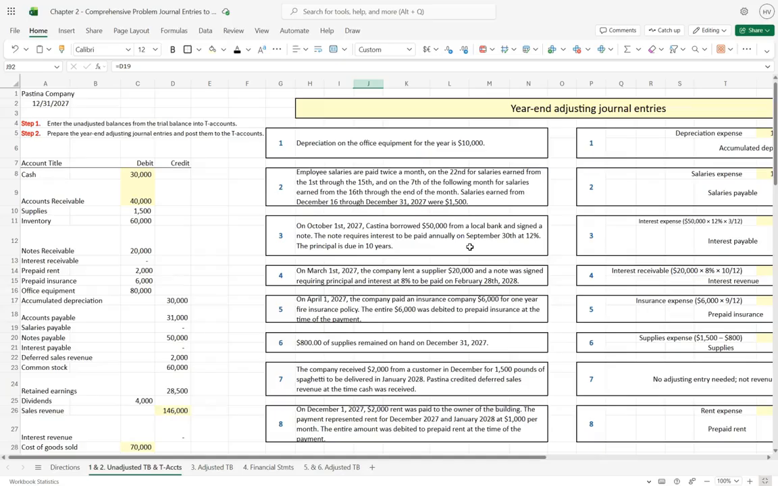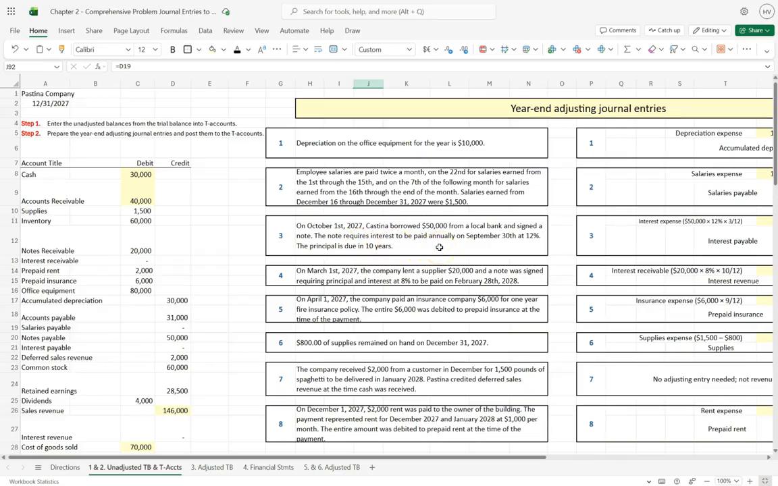Let's just stop right there. I want to go through the journal entry that would have been recorded on October 1st. I know that's not part of this problem, but if Christina borrowed $50,000, they would have debited cash for $50,000 because it increased their assets, and they would have credited a note payable because now they owe that money to the bank for $50,000.